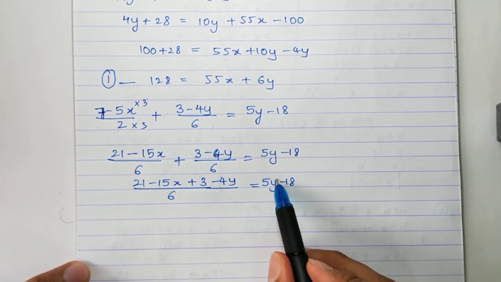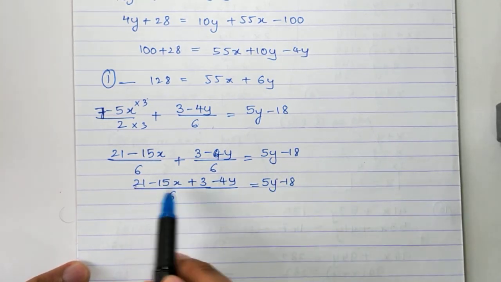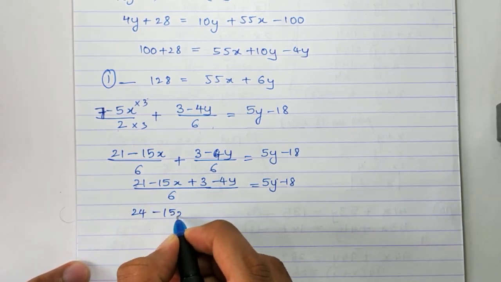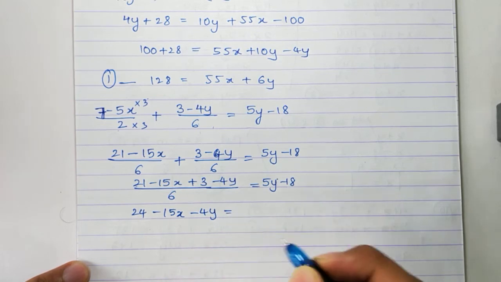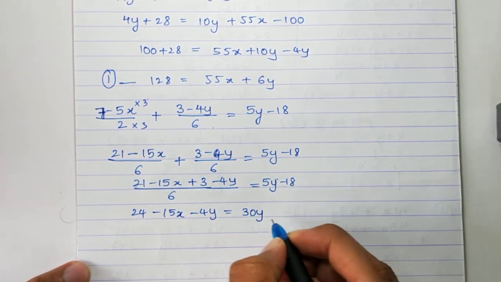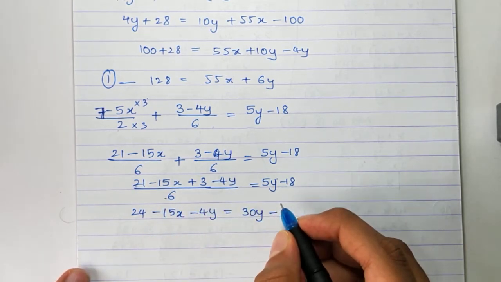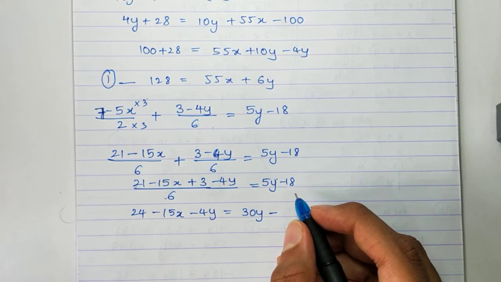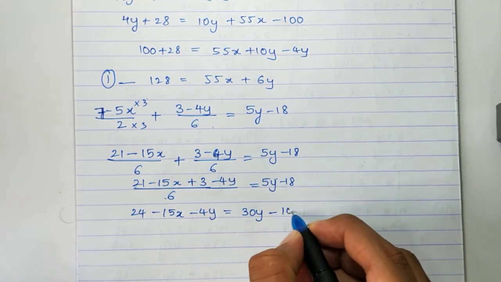Now this 6 will go here and get multiplied. 21 plus 3 is 24 minus 15x minus 4y equals, the 6 will get multiplied, 6 5s are 30y minus 18 into 6. 18 into 6 will give you 108.